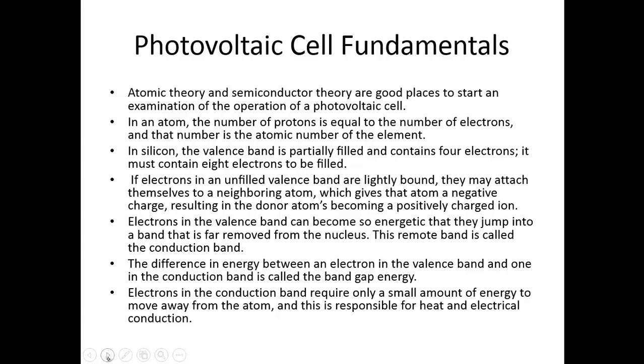So, if electrons in an unfilled valence band are lightly bound, they may attach themselves to a neighboring atom, which gives that atom a negative charge, resulting in the donor atom becoming a positively charged ion. So electrons in a valence band can become so energetic that they jump into a band that is far removed from the nucleus. This remote band is called the conduction band. The difference in energy between the electron in a valence band and one in the conduction band is called the band gap energy. So electrons in the conduction band require only a small amount of energy to move away from the atom, and this is responsible for heat and electrical conduction.